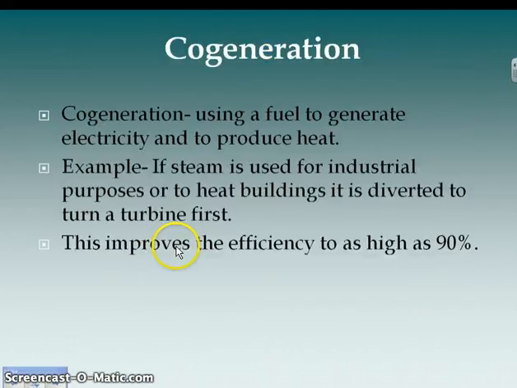There's also something called a cogeneration power plant. A cogeneration power plant is when a fuel is used to generate electricity as well as to produce heat. As an example, if steam is used for industrial purposes, the heat could also be used to turn a turbine first. And that can improve efficiency to as high as 90%. So again, cogeneration is when we use the fuel to generate electricity as well as produce heat.